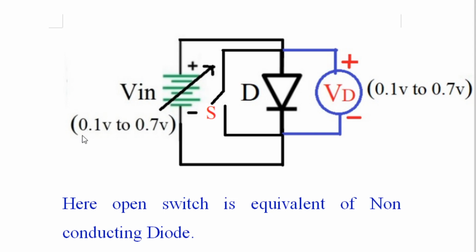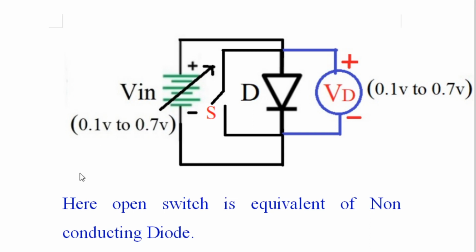It is starting from 0.1 volt to 0.7 volt. So this is a variable battery, that is a variable voltage source, of course DC plus and minus, but it is varying from 0.1 volt to 0.7 volt. And the knee voltage, that is the barrier potential inside the diode, is 0.7 volt. Therefore, as long as input voltage is less than the barrier potential, this diode will behave as a non-conducting device and it is shown as an open switch.